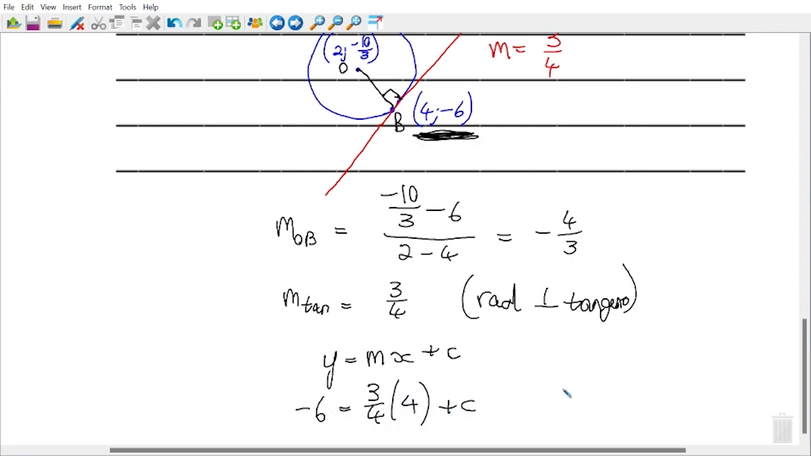On the left-hand side, I've got minus 6. 3/4 times 4 is actually just 3. So minus 6 equals 3 plus c. Subtract 3 from both sides, and I get c equals minus 9. And then don't forget to finally write down the final answer. y equals mx plus c, where m is the gradient, which is 3/4, so y equals 3/4 x minus 9. Okay.